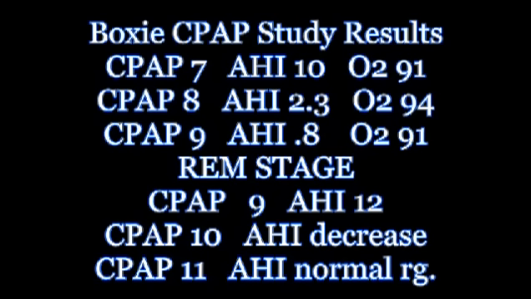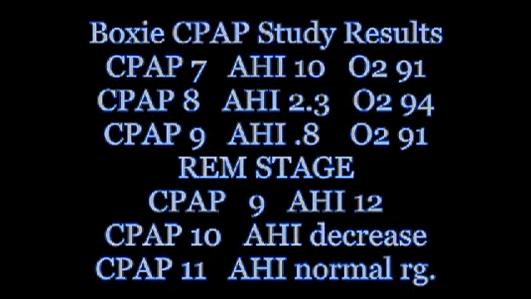So say Boxy's sleeping fine, he goes into REM stage sleep, and now at the CPAP pressure of 9, his AHI is 12 again, even though he's on the same pressure. The technologist bumps him to a CPAP pressure of 10, and that number comes down a little, but she still has to bump him again to a CPAP pressure of 11 to get him back into the normal ranges.